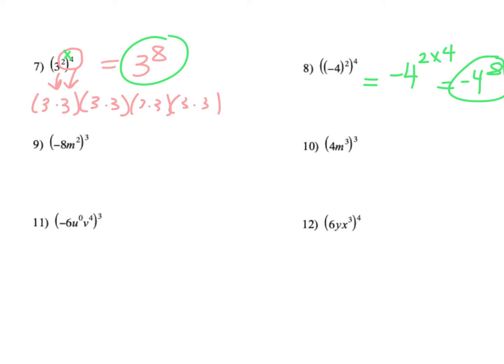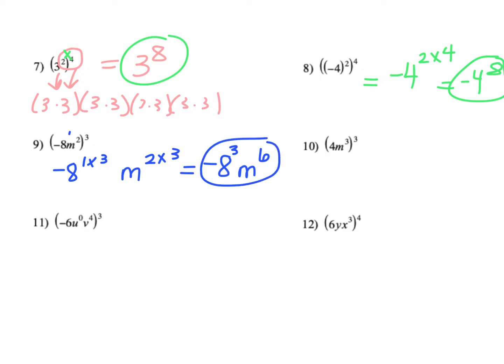Okay, keep the base, multiply the exponents. Now, you do have to pay attention to all of the terms that are in your problem. So for here, we have 2 terms. We have the 8 and we have the m. The 8 does not have an exponent. Remember, no exponent is an exponent of 1. So I'm going to keep the base and multiply the exponents. So I get negative 8 to the 3rd power and m to the 6th power.